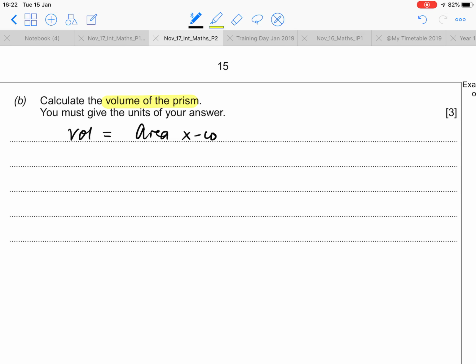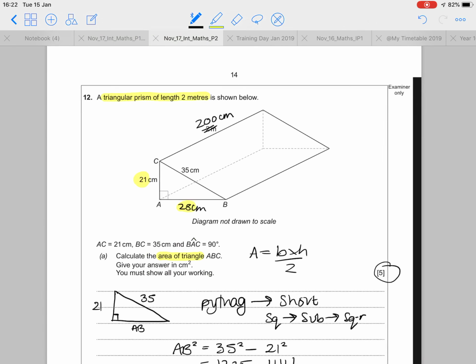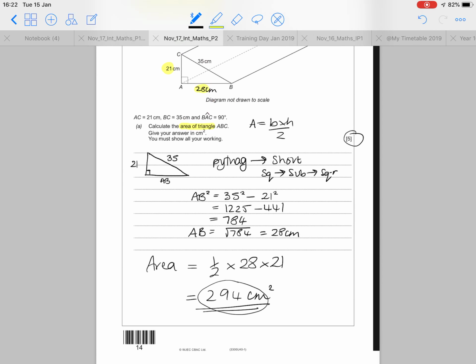we call the cross section. And we multiply that by the length of the shape. So if I turn back a second, the length of the shape is this 200. The area of the front is this 294. 294 is the area of this cross section.